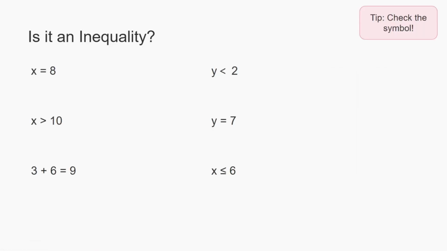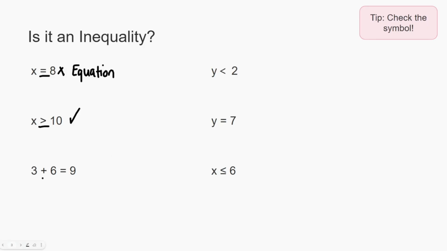Let's practice identifying whether something is an inequality. So my hint for this is to look at the symbols. That's going to tell you whether we're looking for one solution or multiple. So in this case, let's start off with x equals 8. In this case, x equals 8 is not an inequality because of the equal sign. So it's actually an equation. So it is not. What about x is greater than 10? We have the greater sign here. So yes, it is an inequality.